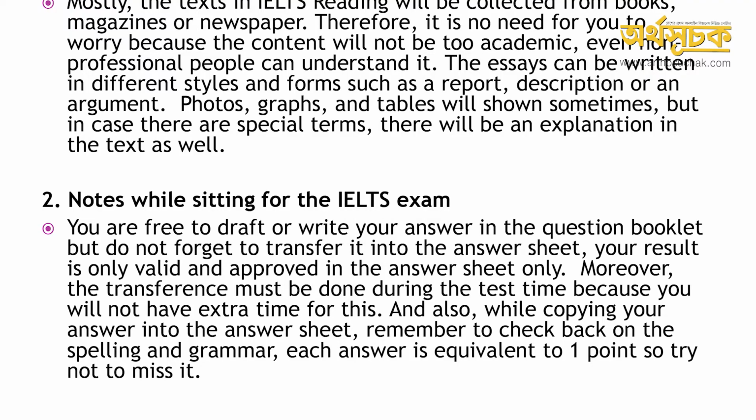Moreover, the transference must be done during the test time because you will not have extra time for this. And also while copying your answer into the answer sheet, remember to check back on the spelling and grammar. Each answer is equivalent to 1 point, so try not to miss it. প্রত্যেকটা কোয়েশ্চেনের আনসারের মার্কস হচ্ছে 1. সো কোনোটাই মিস দেওয়া আসলে উচিত হবে না. So let's see what are the common questions.